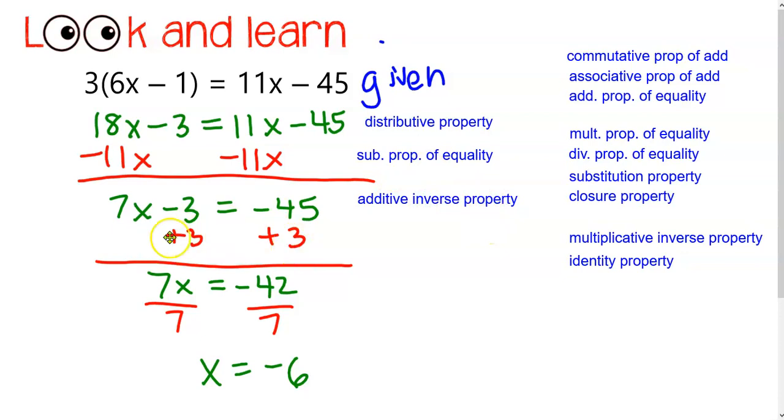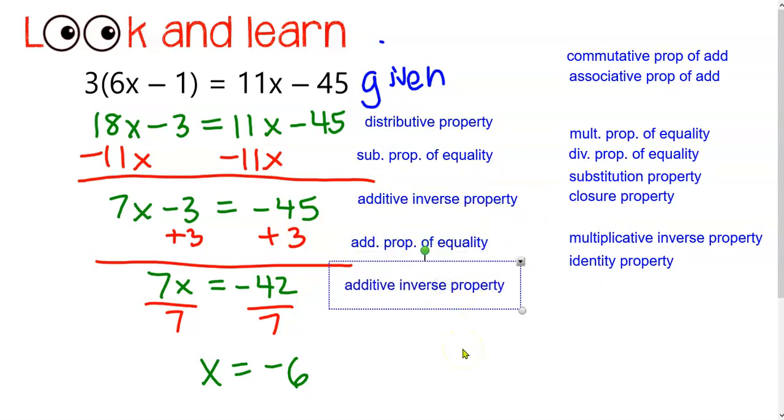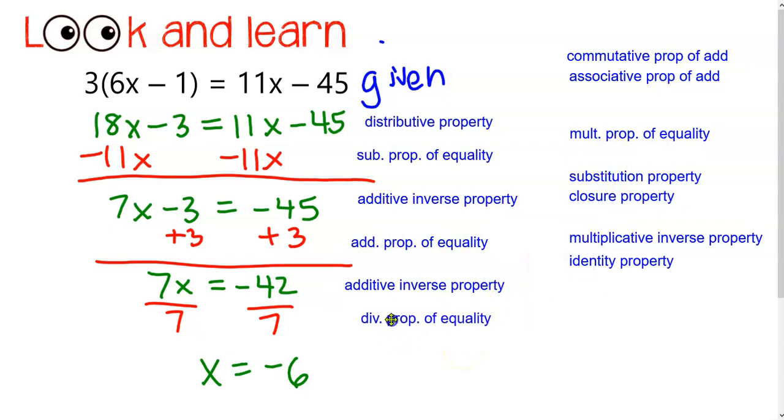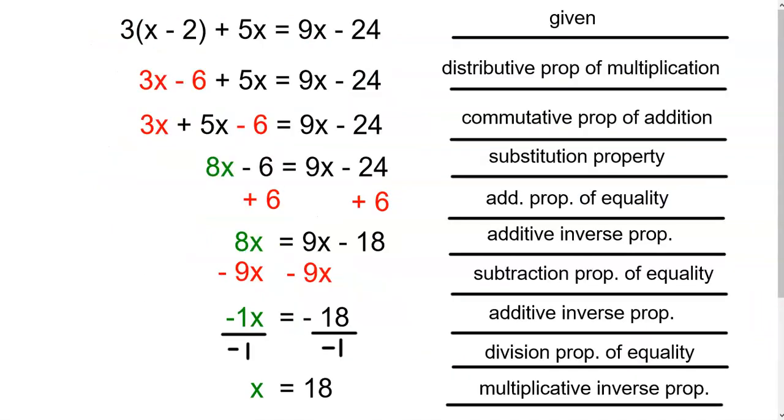Now here, I'm adding something to the left and right side, but this is a repeat, right? Anytime you add or subtract, the next one has to be an inverse property. So I'm going to duplicate that property I already used. And now I'm going to divide both sides by 7 and end with my multiplicative inverse property. Let's take a look at this one.